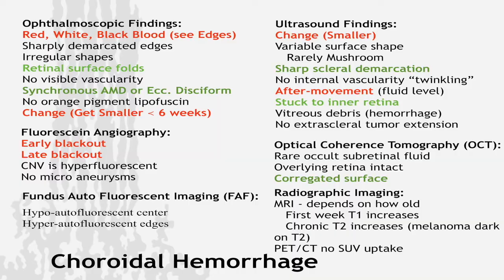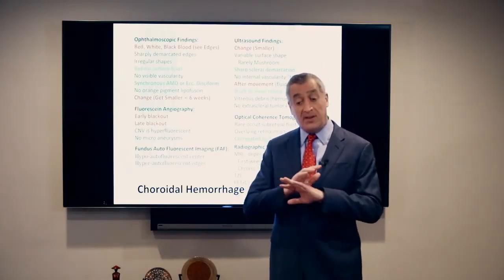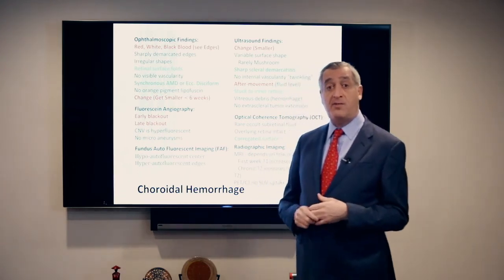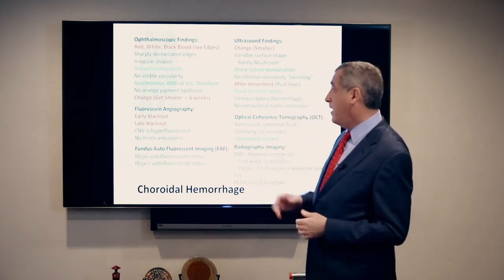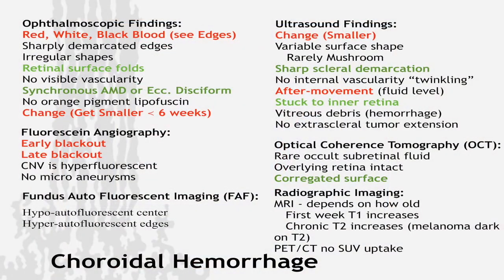In terms of fluorescein, you can see a blackout. Bleeding in front of the choroid makes it go black. And so that's a very unusual and very pathognomonic finding. There's early blackout and late blackout. It just blacks out through the entire phase of the study. And other things include a sharp scleral demarcation, which I'll show you.